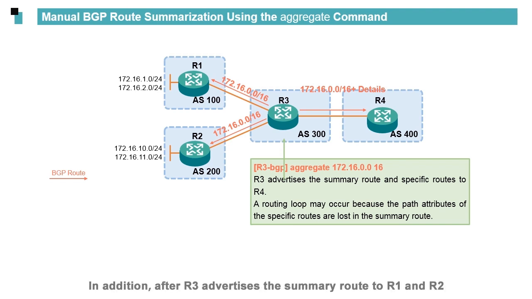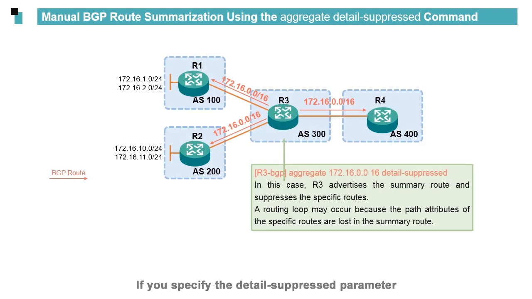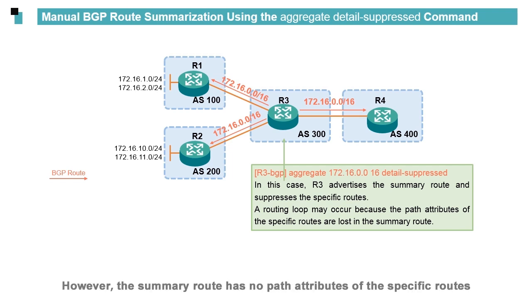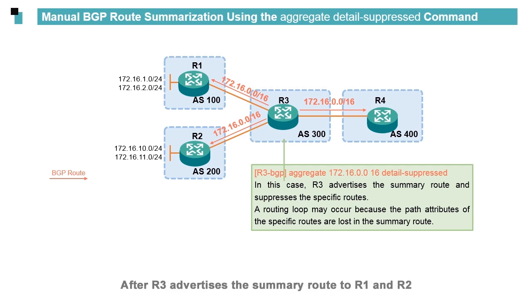In addition, after R3 advertises the summary route to R1 and R2, a routing loop may occur. If you specify the detail-suppressed parameter in the aggregate command, R3 does not send the specific routes to R4. However, the summary route has no path attributes of the specific routes. After R3 advertises the summary route to R1 and R2, a routing loop may occur.